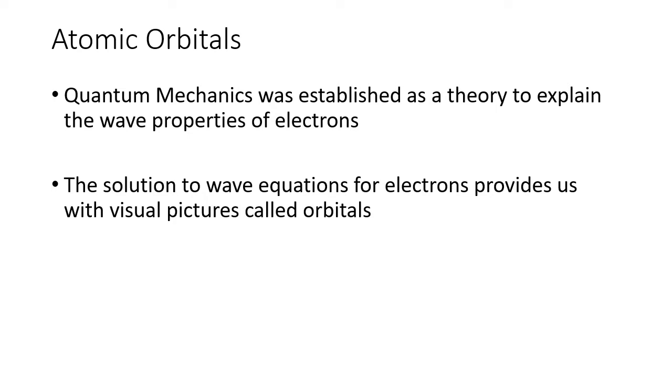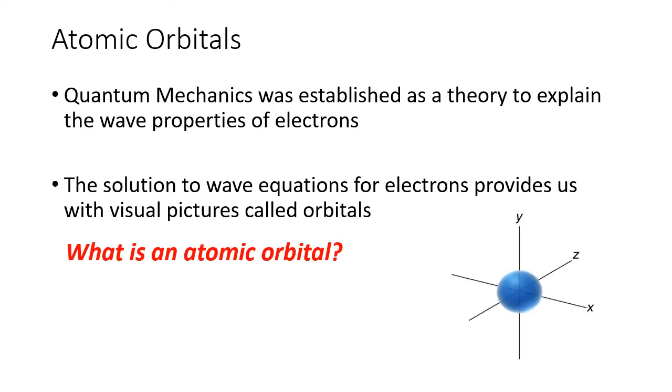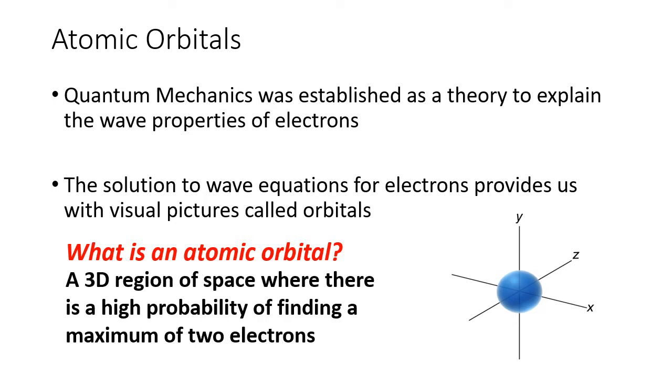And Schrodinger's wave equation had solutions which gave us these wave functions which could represent what we would think of as the visual pictures or the shapes in our head for the specific orbitals where the electrons would be living. And so you might think of a sphere for one type, but an atomic orbital specifically is a 3D region of space where there is a high probability of finding at most 2 electrons. So no matter the shape of the orbital or how big it starts to get, there's still only at most going to be 2 electrons in that 3D space.